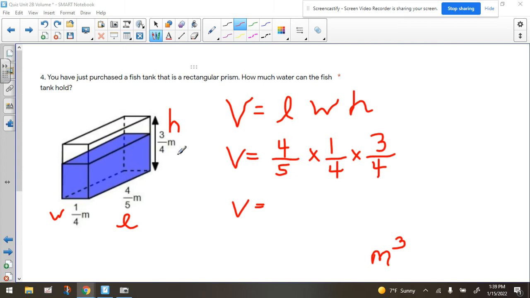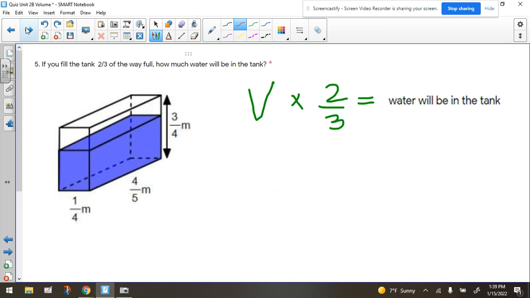It's Mrs. Bianchi. We're looking at questions 4 and 5. They both pertain to the same tank. For question 4, you just have to find the volume of the tank. And for question 5, we're going to fill the tank up 2/3 of the way, and we have to state how much water is in the tank. So you will need your answer to question 4 to answer question 5.